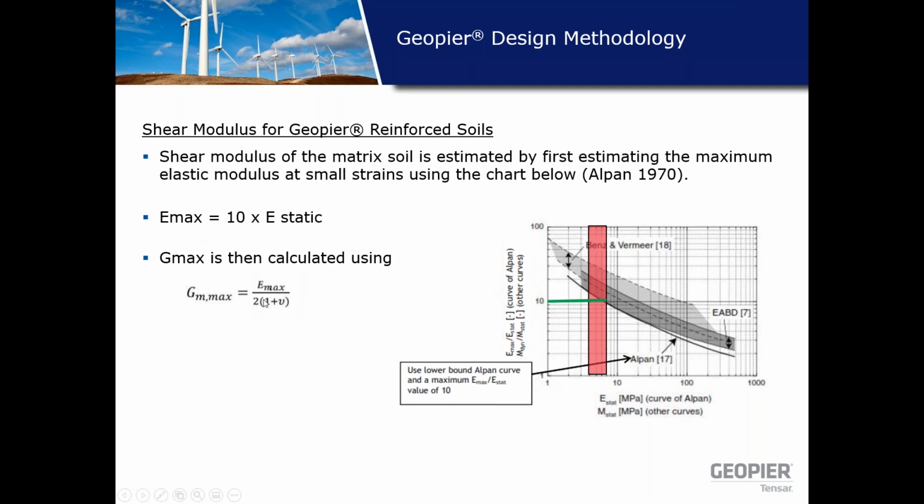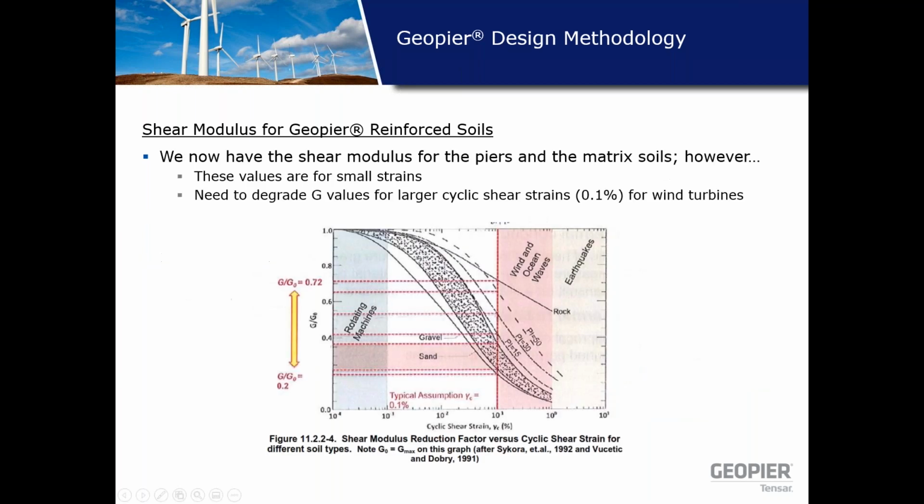You could then come up with a Gmax using this expression here, where Gmax equals Emax divided by 2 times 1 plus the Poisson's ratio of the soil. But we're not quite there yet. There's one more step. So the Gmax for the soil and the Geopier is for small strains only. And wind turbines don't have small strains, they have larger strains. So we need to degrade those shear modulus values for a wind turbine application.